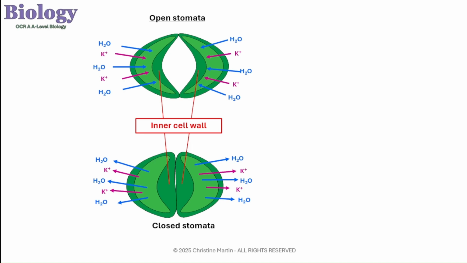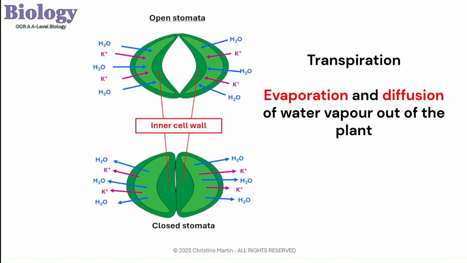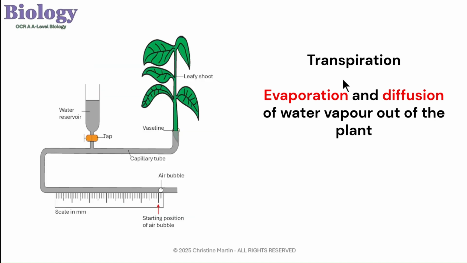So when water molecules evaporate from the mesophyll cell surface into the air space, this creates a concentration gradient. When the stomata are open, the water vapor will diffuse down the concentration gradient out of the leaf. This loss of water vapor from the plant is called transpiration. So transpiration is the evaporation and diffusion of water vapor out of the plant through the leaves or the stem.